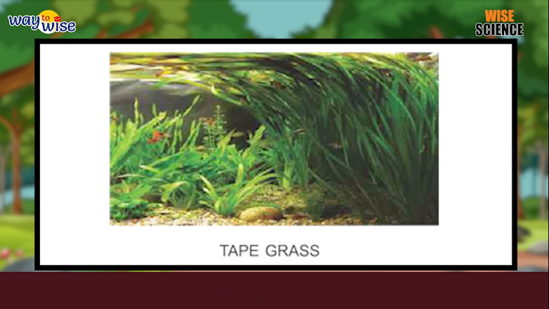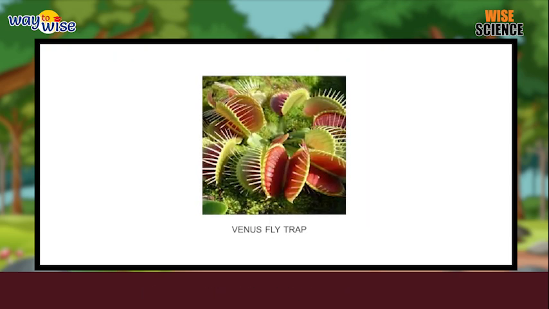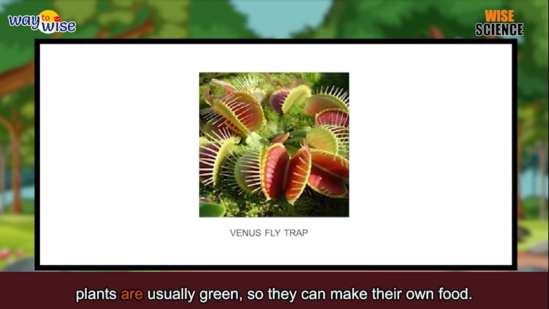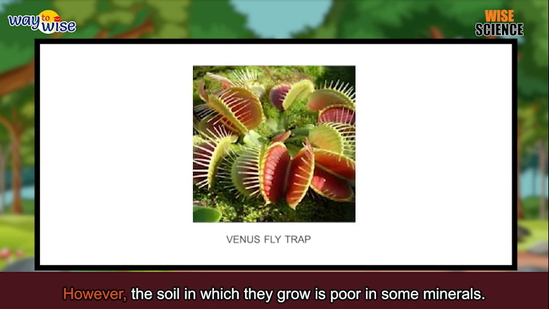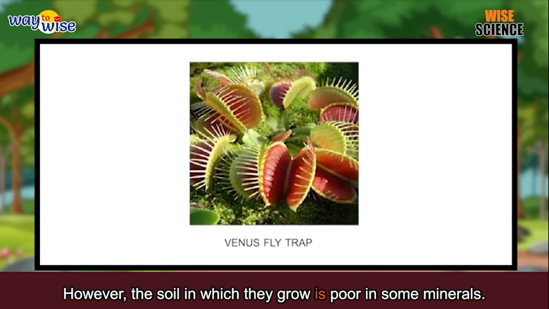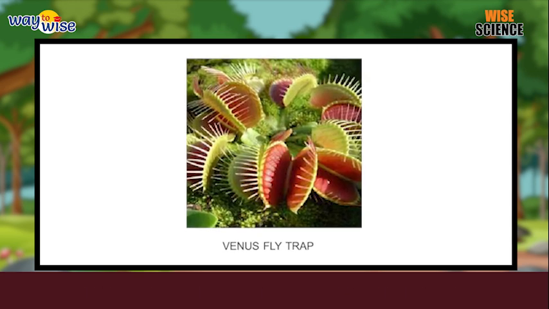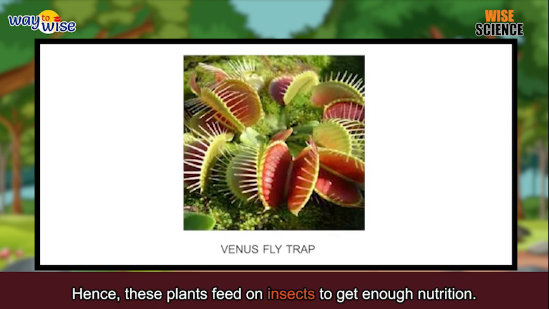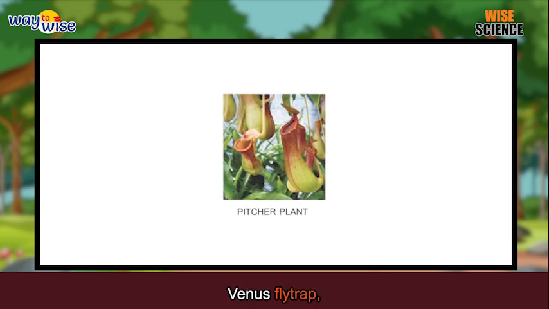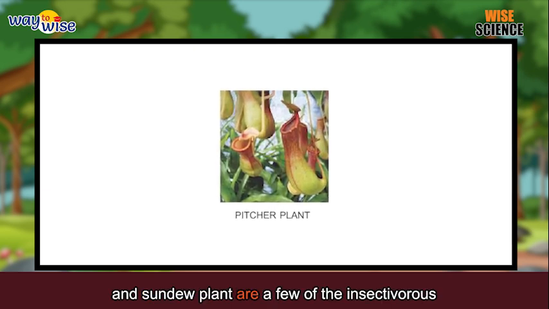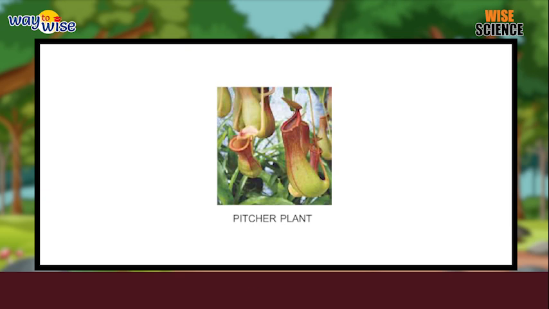animals alive. Insectivorous plants. Insectivorous plants are usually green, so they can make their own food. However, the soil in which they grow is poor in some minerals. Hence, these plants feed on insects to get enough nutrition. Pitcher plant, Venus flytrap, and sundew plant are a few of the insectivorous plants.